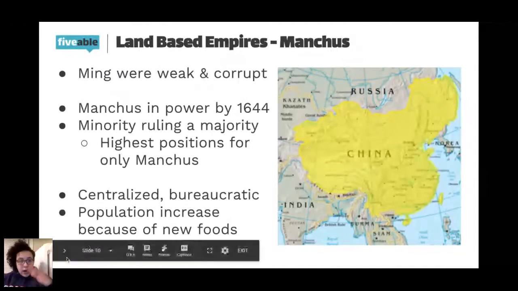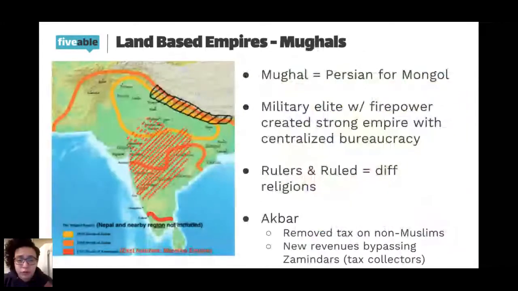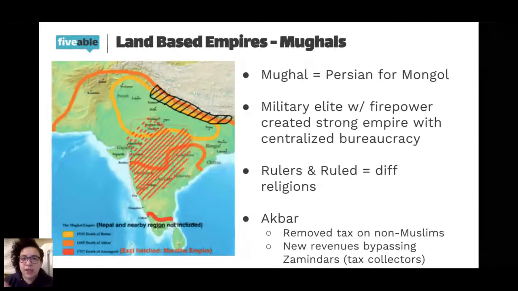All right, Mughals, moving over to India. The word Mughal literally is Persian for Mongol. They were Turks of Mongol descent who took lands in India. So they come to power really through this military elite and firepower. Just like we were talking about, how does someone come to power? Well, if they've got weapons and they've got strength, they're building fear. They're going to overthrow me. They're going to kill me in this society. So, okay, you're in charge.